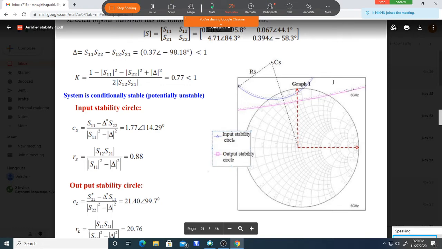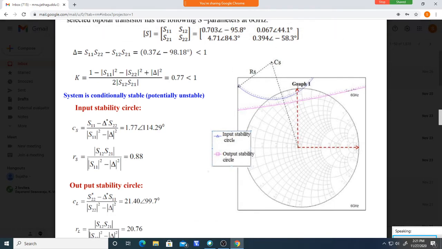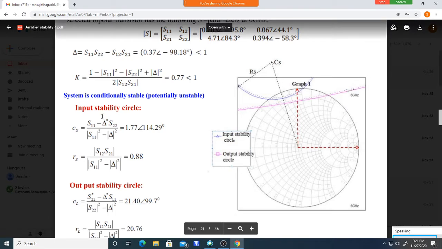Okay, but I have shown only over this part. You can extend this like this. Okay, so this is the one. So this is the input stability circle.